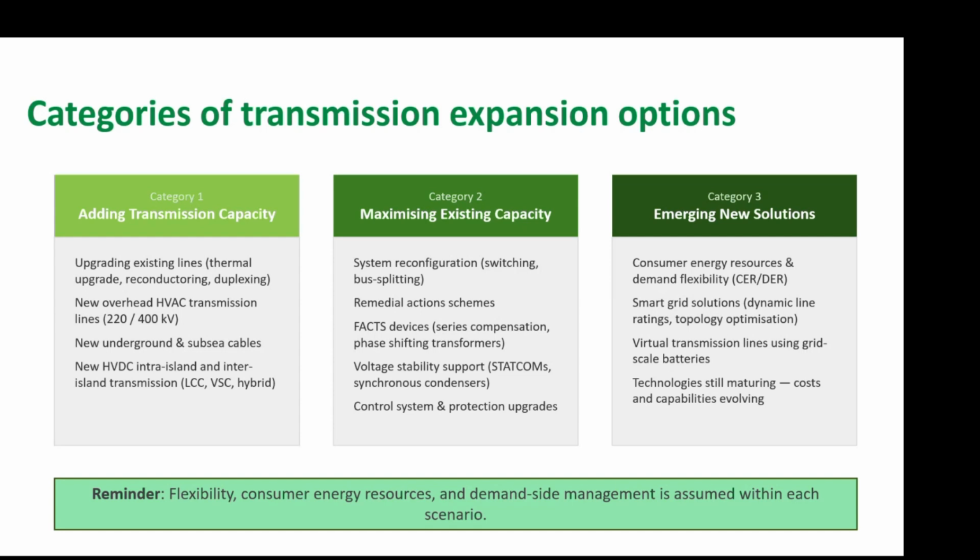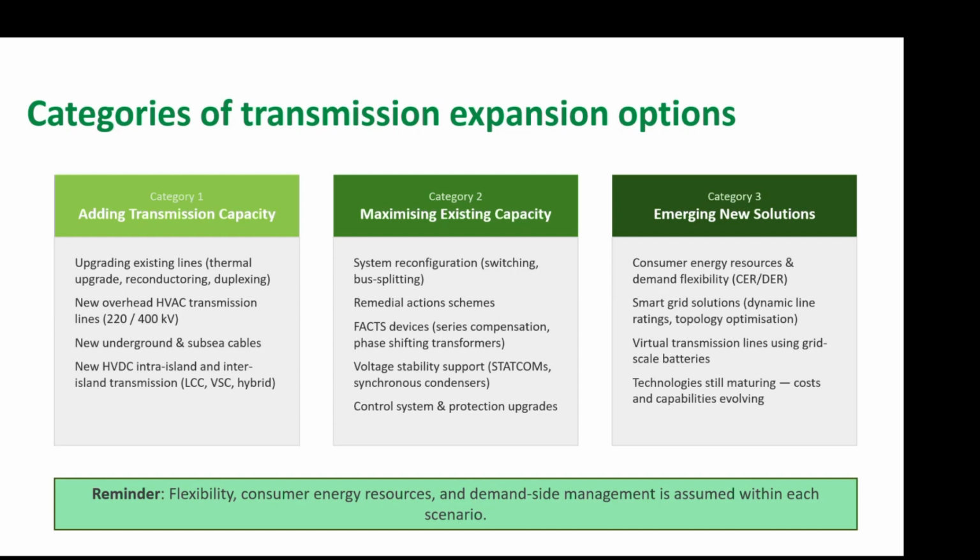In a future where you've got material growth in demand, new generation patterns, and increased reliance on electricity, these options are what ultimately unlock the system. So Te Kanapu is about understanding where those step changes might be needed so we can make informed low regrets decisions. Bucket 2, category 2, is maximizing the existing transmission capacity.